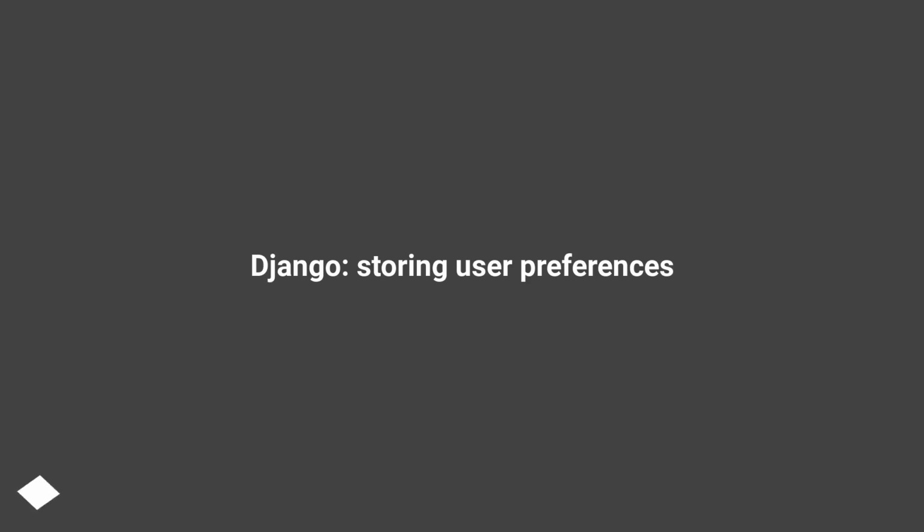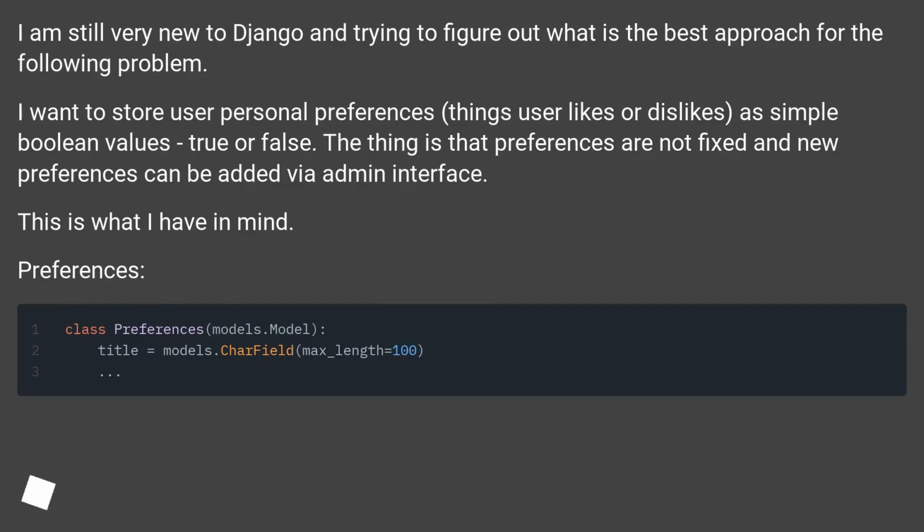Django, storing user preferences. I am still very new to Django and trying to figure out what is the best approach for the following problem. I want to store user personal preferences, things user likes or dislikes, as simple Boolean values, true or false. The thing is that preferences are not fixed and new preferences can be added via admin interface. This is what I have in mind.